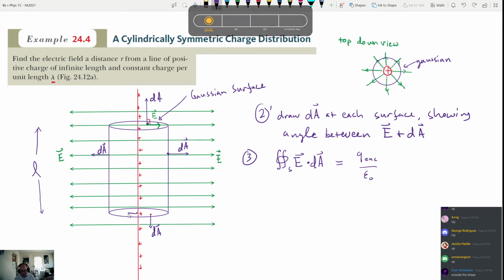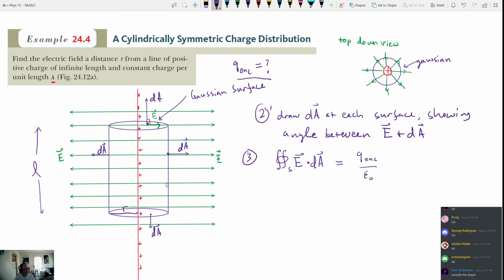The radius is R. So the length of my cylinder is L and the radius is R. What I want you all to think about right now, while I work on the left-hand side of the equation, is what this is going to be equal to. I don't want you to type in the chat, I just want you to think about it. Try to figure out for yourselves what this is going to be equal to in this problem.